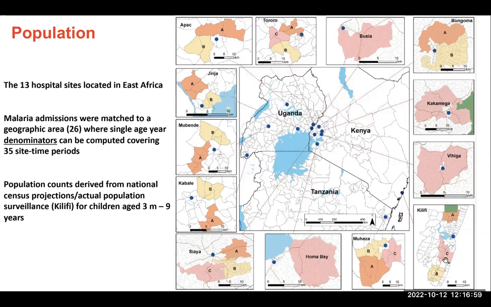However, for Kilifi, because we have a DSS site, a demographic surveillance system ongoing, we actually used the household continuous population surveillance data, and this was used then to define what the person years of observations were.